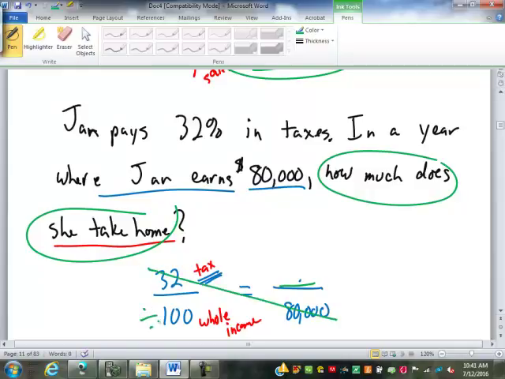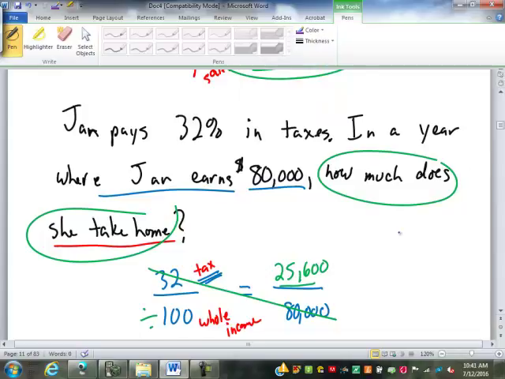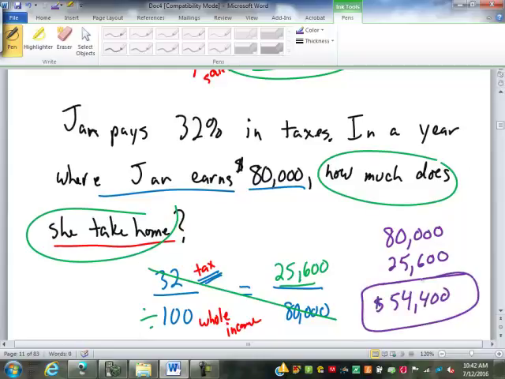32 times 80,000 divided by 100 is what? 33,600? Sorry, 25,600, not 33. 25,600, there we go. Sorry about that. So how can we use that number to find what we're looking for? You got it, 80,000 minus 25,600, which is going to give us $54,400. That is what she takes home.